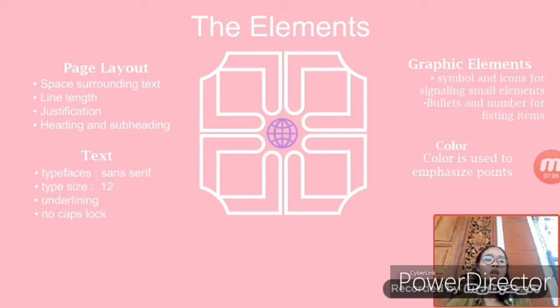And third, color. Color is used to emphasize the important points of the material. And then the last, graphic elements, symbols and icons for signaling small elements, and then bullets or numbers for listing items.